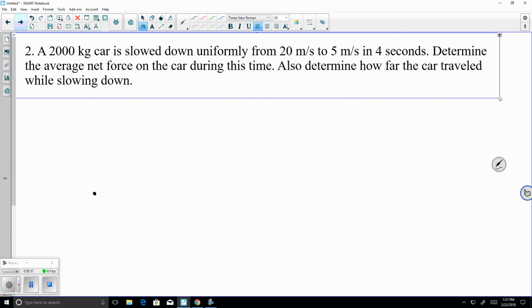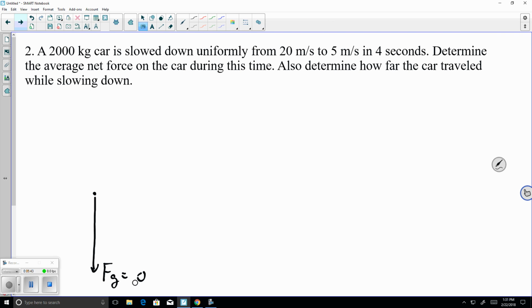So I got a car. It's got mass, so it's got weight. And so I'll go ahead and put that in and figure it out right away here. Oops, some problems on the 2,000 kilogram car.